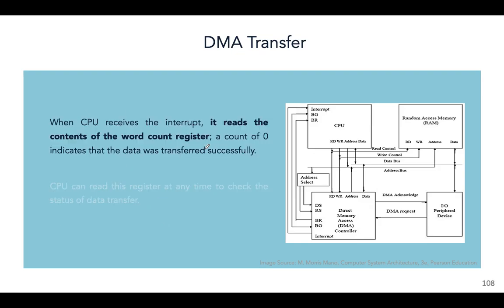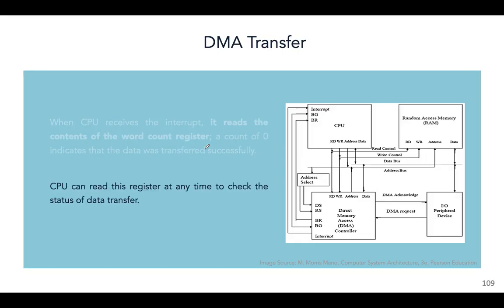So when the CPU receives the interrupt, it reads the contents of the word count register just to make sure that the count is 0, because the count of 0 would indicate to the CPU that the transfer was completed successfully. Now, this checking of the word count register can actually happen at any time. The CPU is free to check the contents of the word register at any time to keep an eye on how the transfer is proceeding.